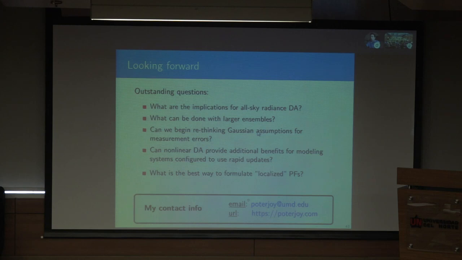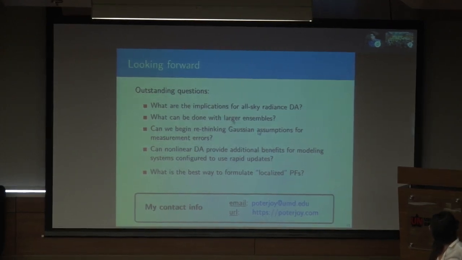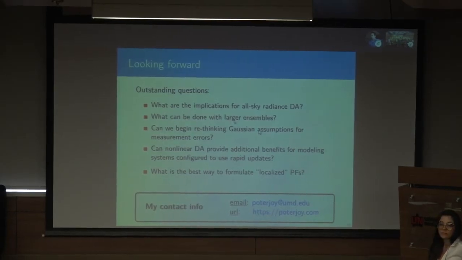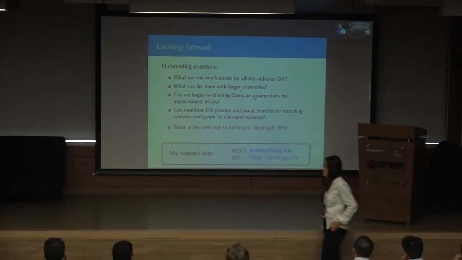And I'm going to leave you with this last slide, which is some outstanding questions going forward. One is we have all of these cloud-affected radiance measurements that we're ignoring during data assimilation for tropical cyclones. Can we get around some of these issues with particle filters? Also, all the experiments so far have been done using pretty small ensembles. I'd like to see what the impact is of using much larger ensembles with particle filters.